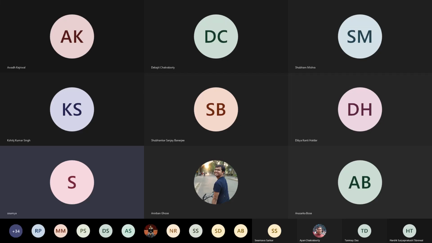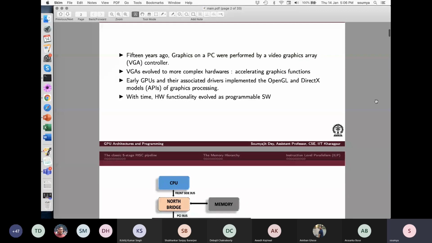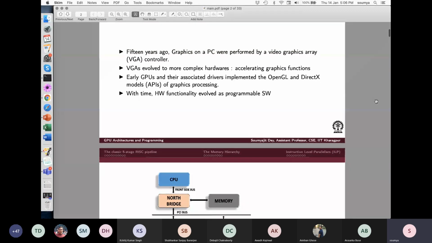The problem is that that idea doesn't sustain. If you have very complex or high density graphics, because to sustain high density graphics you will need more complex hardware, right? So that's what happened, that the earlier simple video graphics arrays evolved to this kind of complex hardware. But the issue with these complex hardwares is that they are very much application specific.